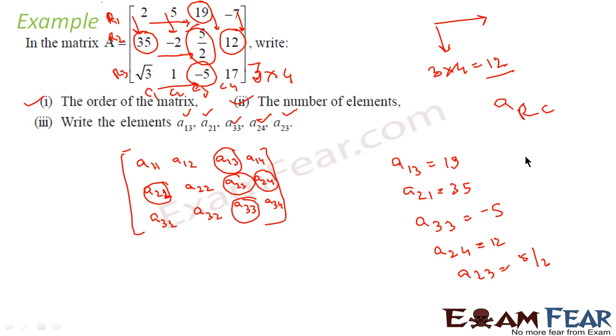So A13 will be 19. Second was A21. So we'll take second row and first column, correct? Second row, this one, and first column, the intersection point is 35. So this is 35. The next is A33, third row, third column, intersection point is -5. That is the answer. A24, take the second row, fourth column, the intersection point is 12. So 12 is the answer. Same applies for A23.